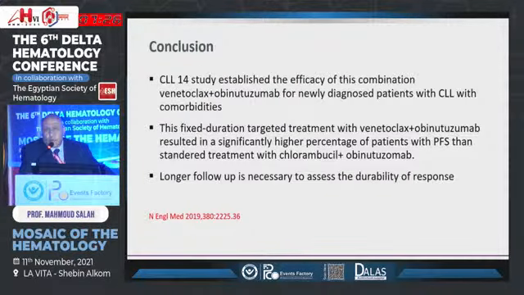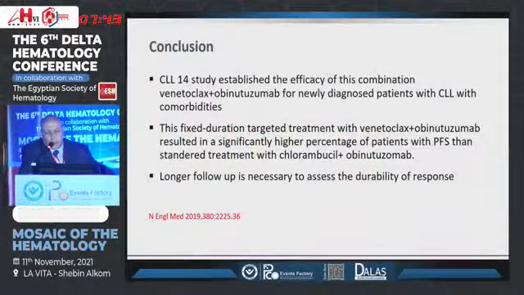So the conclusion from this study is that the CLL14 study established the efficacy of this combination, venetoclax and obinutuzumab, in newly diagnosed patients with CLL with comorbidities. The fixed duration targeted treatment with venetoclax and obinutuzumab resulted in a significantly higher percentage of patients with PFS than standard treatment with chlorambucil and obinutuzumab. Longer follow-up is necessary to assess the durability of response.